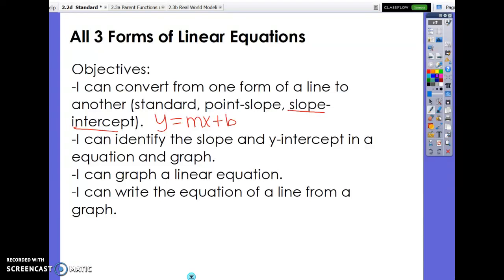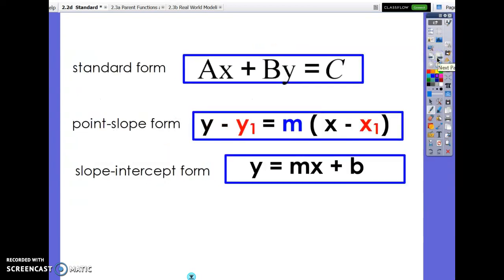D is all about all three forms of linear equations. So far, we've just talked about our slope-intercept form, y equals mx plus b, but there are two other forms, and we want to be able to convert between these forms and also be able to graph depending on what form we are looking at. So we have our standard form, our point-slope form, and again, of course, our slope-intercept form.